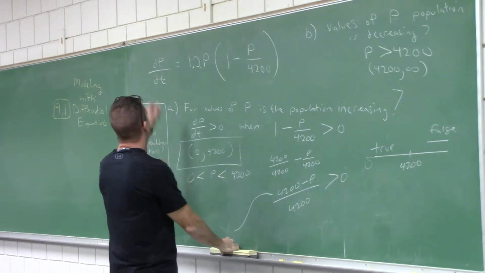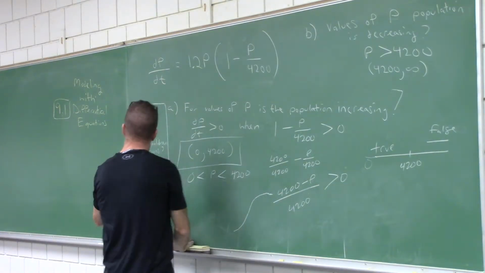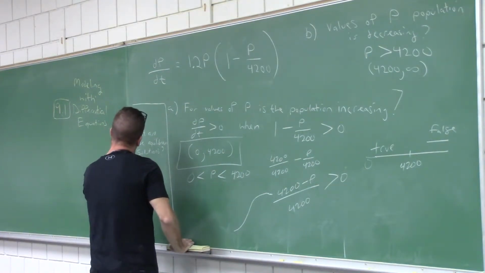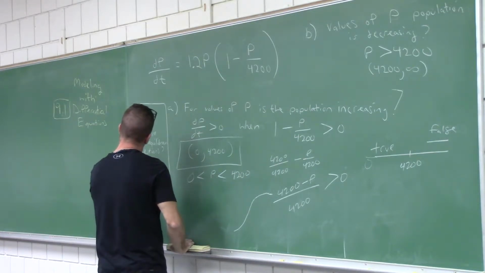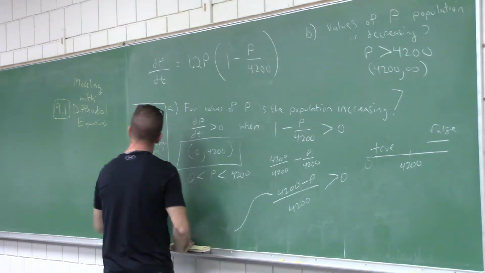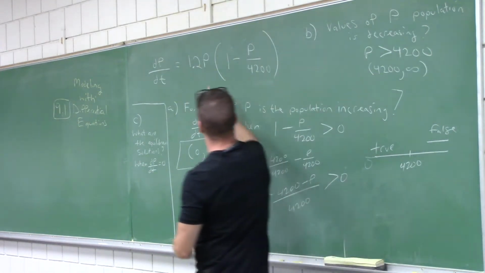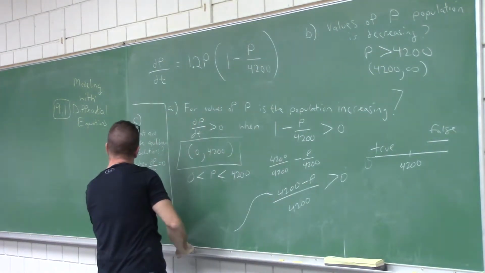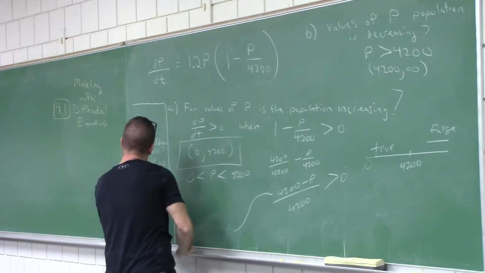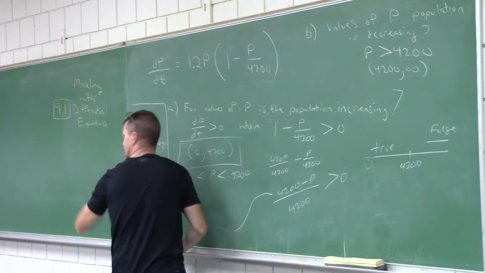So when does dP/dt equal 0? I think there are two answers. There are two values of p where this happens. When p equals 4,200, and there's another answer, when p equals 0. And as we said earlier, p can't be negative, right? So this is it.